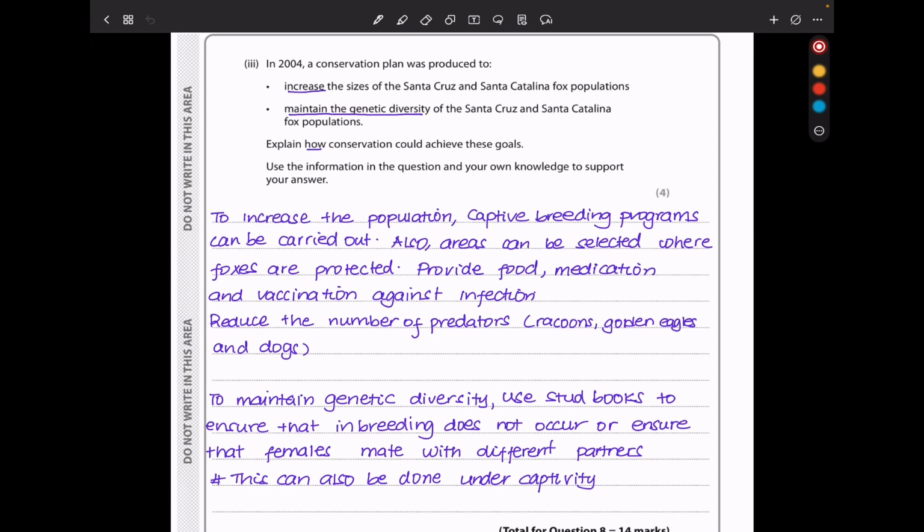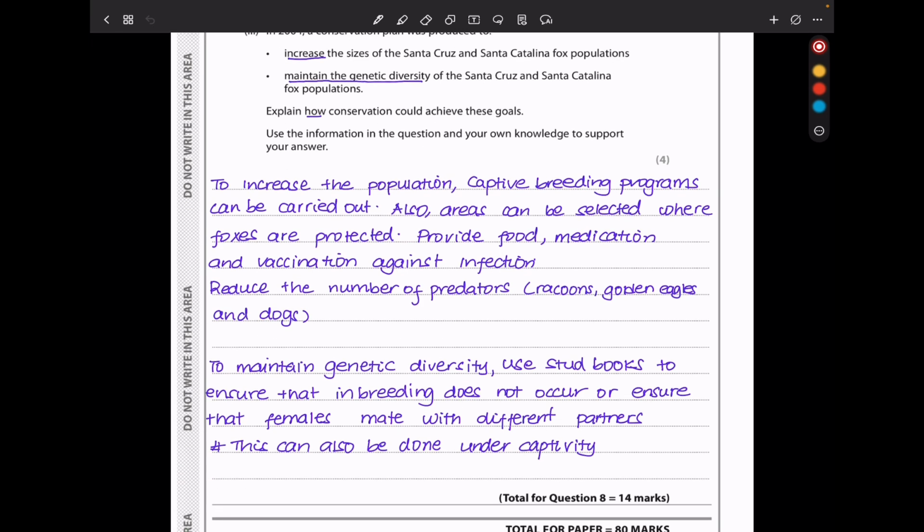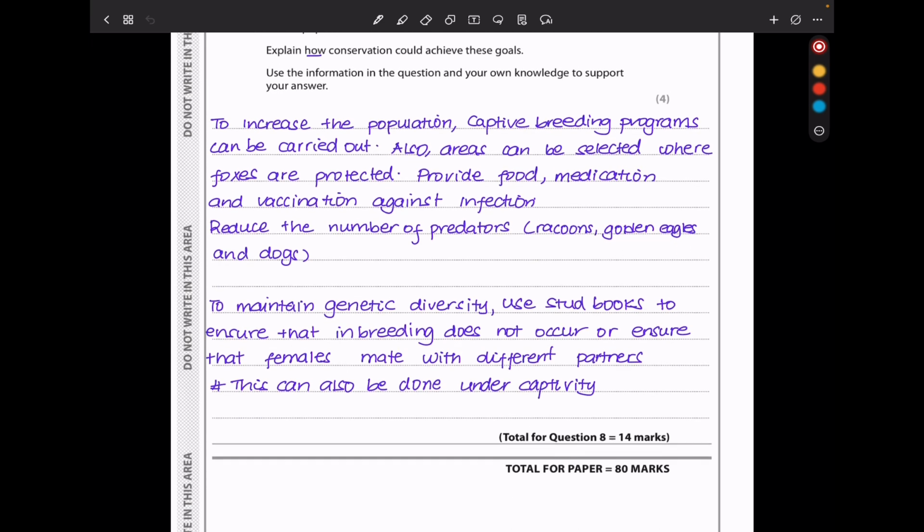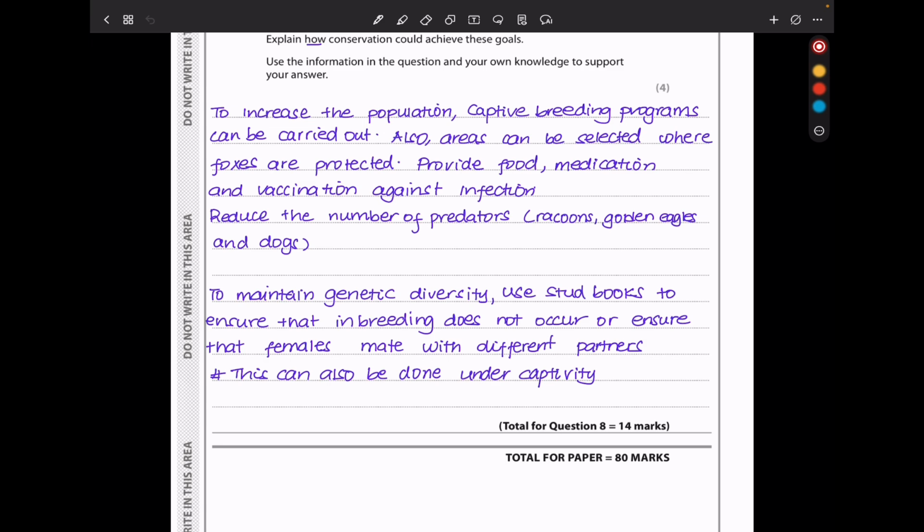And for maintaining genetic diversity, we ensure that we record the mating pairs. So I say to increase the population, captive breeding programs can be carried out. Also, areas can be selected where foxes are protected, provided with food, medication, and vaccination against infection. We could also reduce the number of predators, which are the raccoons and golden eagles, as well as the dogs. Then to maintain genetic diversity, we could use stud books to ensure that inbreeding does not occur, or to ensure that females mate with different partners. This can also be done under captivity. You could do this in captive breeding as well.